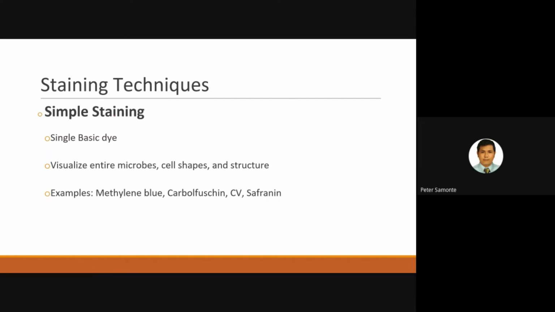Okay. Then we also have your different staining techniques, class. So we have your simple staining. So in your simple staining, class, you would only use a single basic dye. So you will only have one dye. It is used to visualize entire microbes, cell shapes, and structure. Example would be your methylene blue, carbol fuchsin, crystal violet, safranin. So I'll discuss these stains later, class. So again, your simple staining uses only a single dye used to visualize entire microbes, cell shapes, structure.